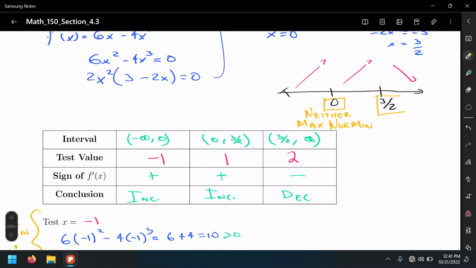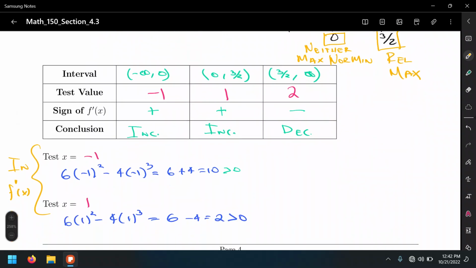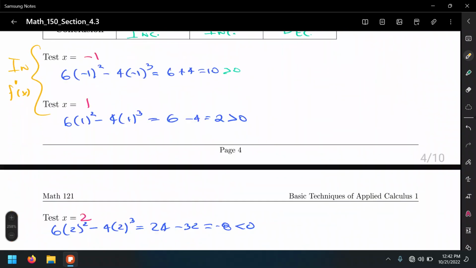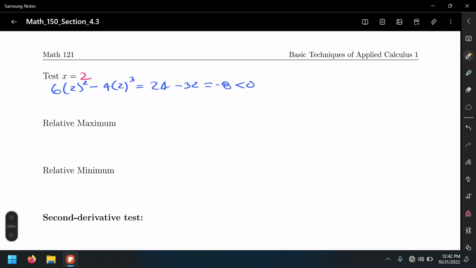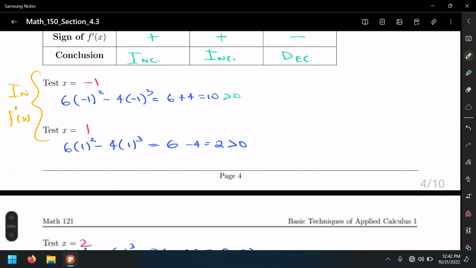However, for 3/2, because it's increasing and then decreasing, what's the shape of a max or a min? A max, right? Rel max. Relative maximum, that's what rel max means. I'm just using shorthand so it's quicker. All right? So we can go ahead and find that relative maximum, in the original function f of x, not in the derivative, not in the second derivative. So we're going to evaluate the original function at 3/2.